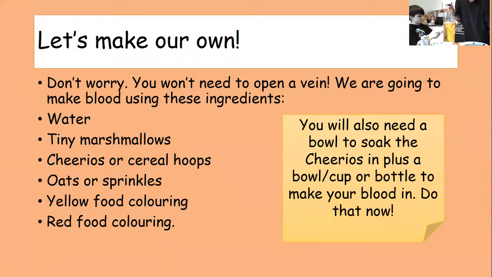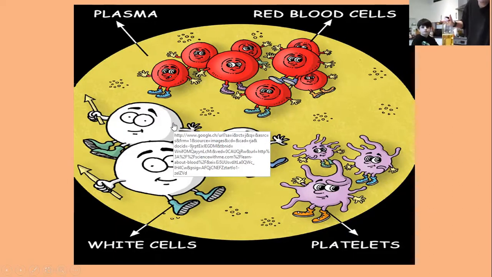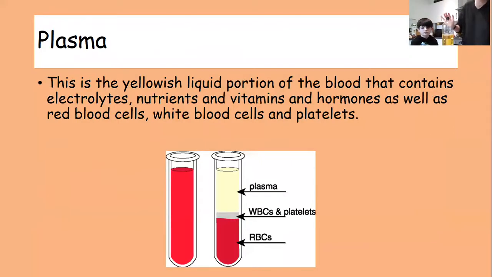Plasma is the bit that all your blood cells sit in, okay? And it contains nutrients, electrolytes, and vitamins, and the hormones that keep your body ticking over. So when you are getting really angry at your parents and you can't think why, it's because of the hormones in your plasma that are creating this, okay?